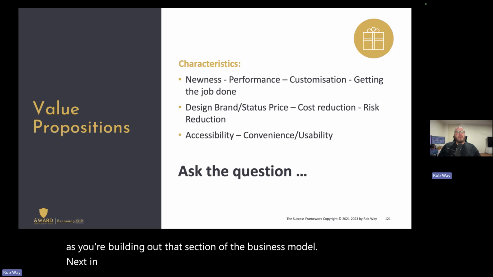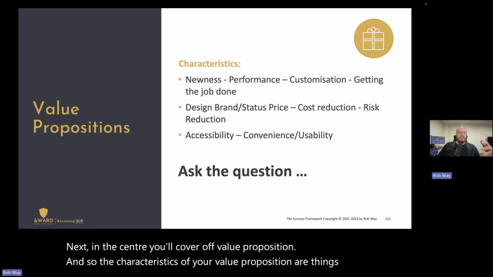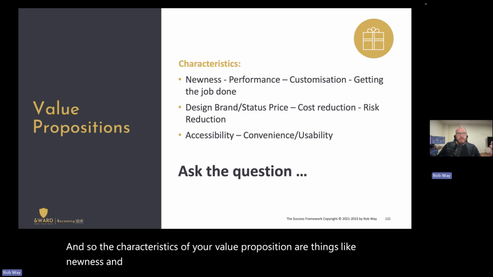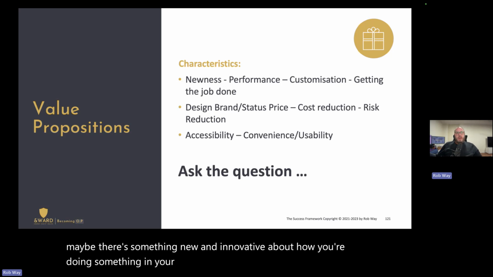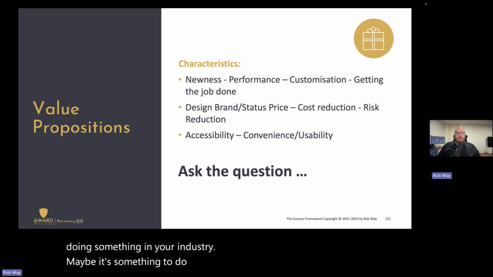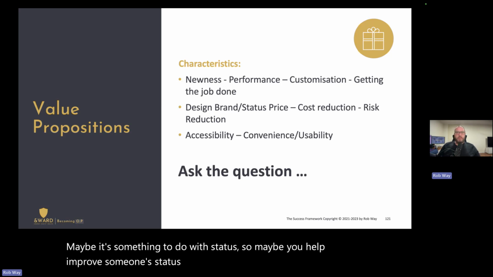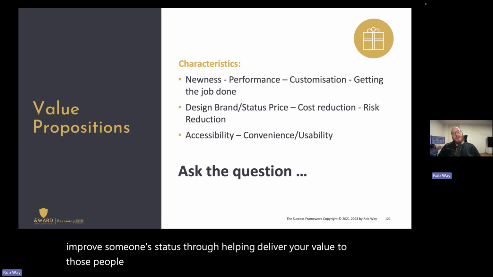Next, in the center, you'll cover off value proposition. The characteristics of your value proposition are things like newness and performance, customization, getting the job done. Maybe there's something new and innovative about how you're doing something in your industry. Maybe it's something to do with status, so maybe you help improve someone's status through helping deliver your value to those people. Maybe your value proposition is cost reduction or risk reduction.